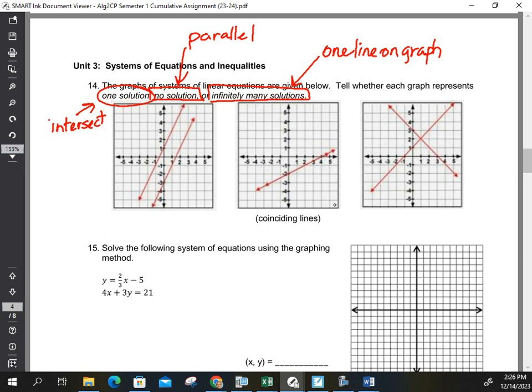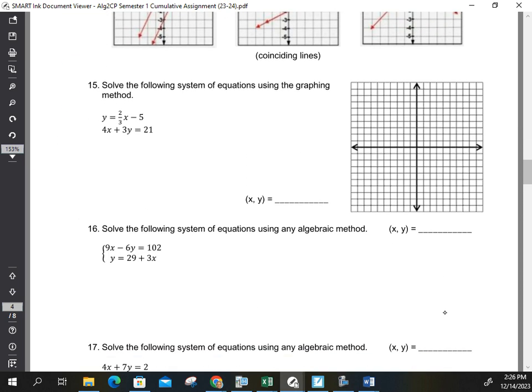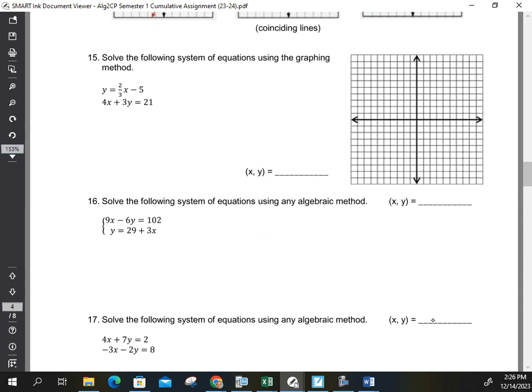15. Solve that system using the graphing method. So do exactly what it said. Graph those 2 equations. Tell where they meet. Tell the points where they meet.